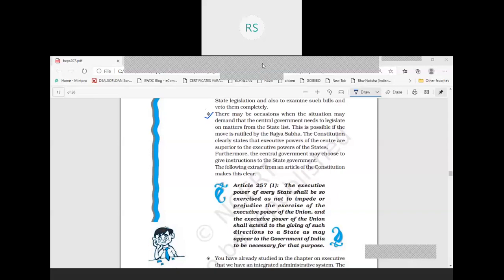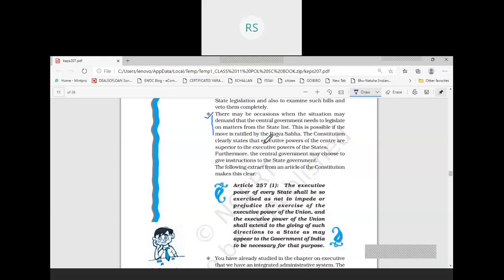Instead of their affiliation to the state, they are more affiliated to their parties. So the decision is not taken according to the interest of the states. This is the problem. Then we see this is one of the points: when Rajya Sabha ratifies, the central parliament gets authority to make laws on matters of the state list.